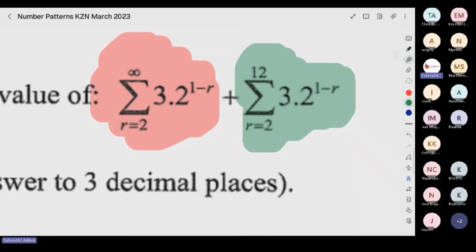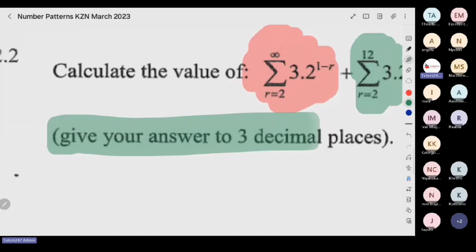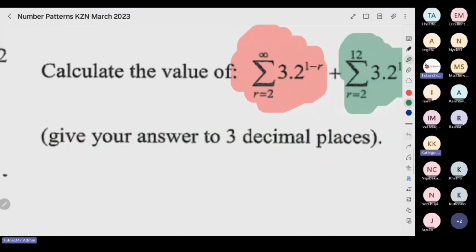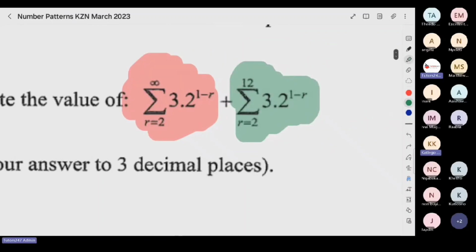Once you find those 2 answers, add them up and you are done. That's all you're doing. Then here, because they stated give your answer to 3 decimal places, you already know that you are going to have a decimal, right? They would not have stated that unless you would have a decimal. So here you would leave your answer in a decimal form. So yeah, let us start. I'm going to start with the red one, okay? I'm going to ignore the green one for now.